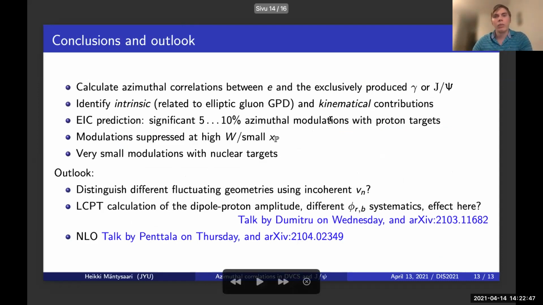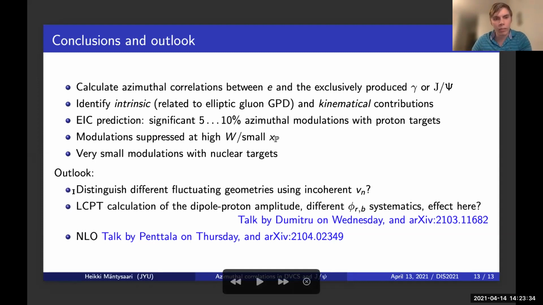So we have calculated the azimuthal angle modulations in exclusive photon and J/psi production, and identified two sources for this modulation. Somehow the more interesting one is what I call intrinsic, and it's related to the elliptic gluon GPD. And then we have one which is of kinematical origin. For the EIC, we predict quite significant, say 5 to 10% modulations that could hopefully be measurable. And then we also calculate how these modulations depend on center of mass energy and what happens when you go to nuclei. In that case, the modulations become very small.